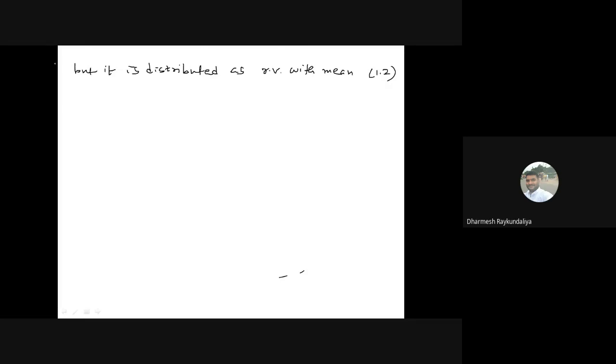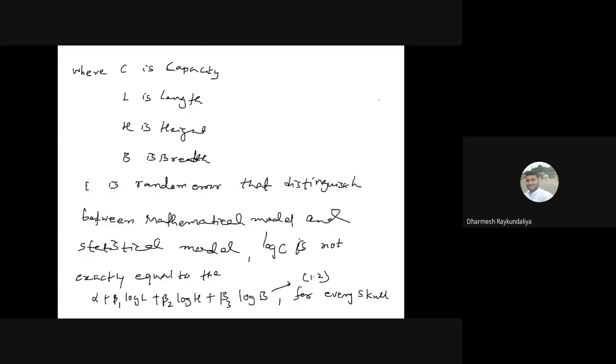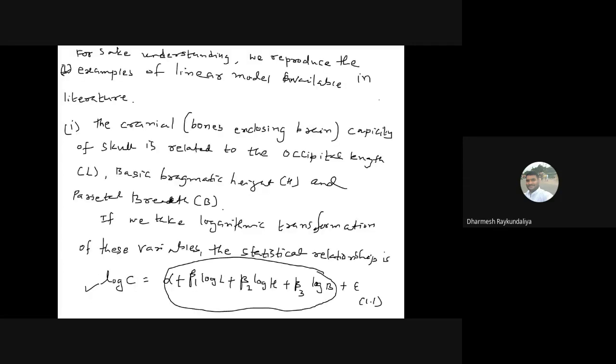And epsilon is the deviation of log C from its mean. So what is the mean? Mean is alpha plus beta 1 log L plus beta 2 log H plus beta 3 log B. So whose mean is it? Of log C. So if we subtract this quantity from log C, what will you get? Epsilon. So epsilon is nothing but the deviation of log C from its mean.